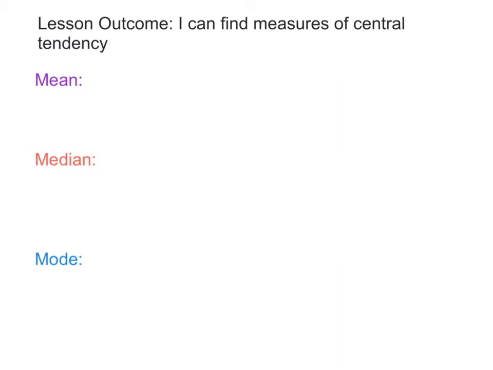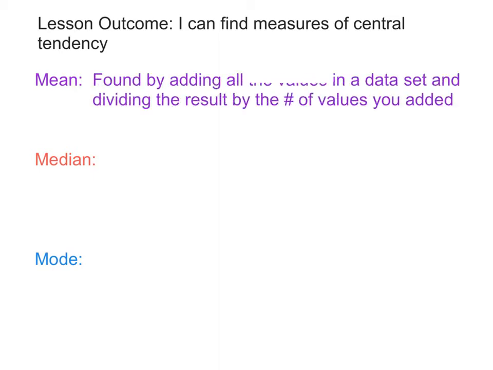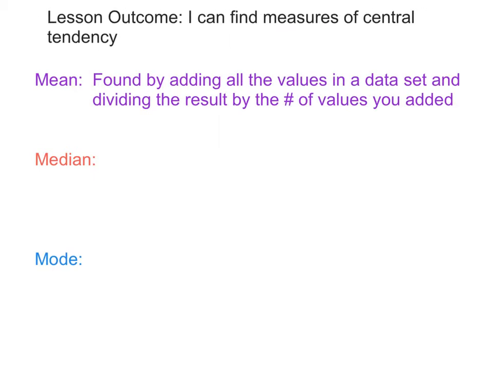So here are some definitions. The mean is found by adding all the values in a data set and dividing the result by the number of values you added. Again, it's important to remember that this is another word for average. Again, we add up all the values and then divide that sum, that total, by the number of numbers we added up, which tells us the average.